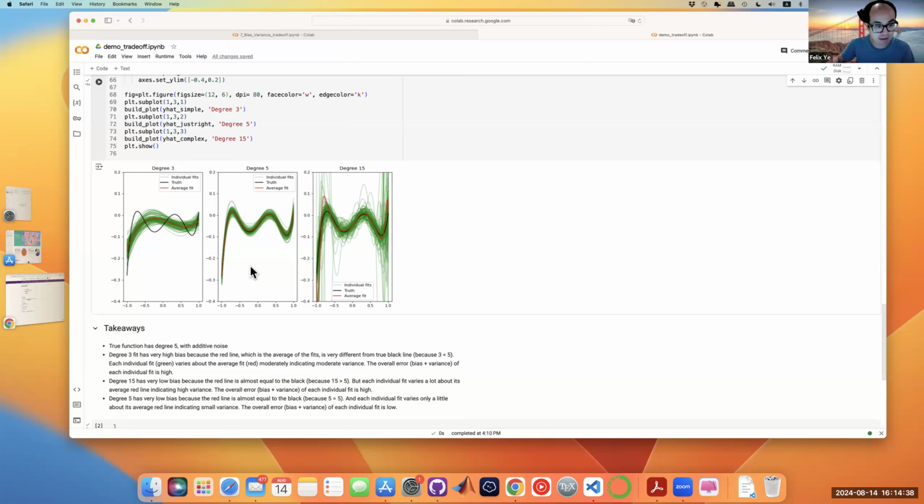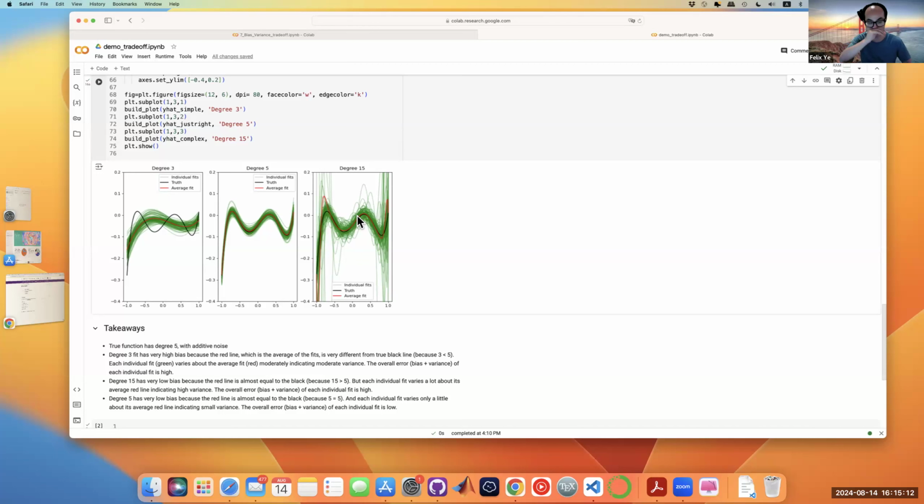For this degree 5, it's almost perfect. It has a very low bias. You can see this red curve and the black curve match very well. Also, the variance is very small, just because we happen to know this is a perfect fit for degree 5. It's just very small variance, and overall, when we sum them, the testing error will be small as well.